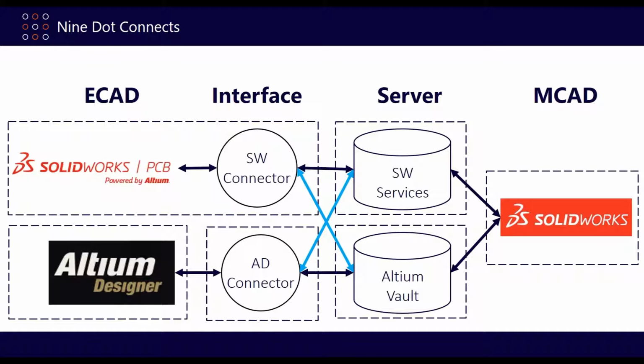Now we have to have some type of server here because this handles, you could say, the version control between the ECAD side and the MCAD side. If you already have a vault, that'll work just fine. However, if you don't have a vault, you don't need to purchase one. What you can use is something called SolidWorks Services, and from what we can see, it doesn't require any type of license. It's just something that you download. So whether you have SolidWorks PCB, which comes along with the connector, or Altium and you purchase the extension, you can get access to the SolidWorks Services.